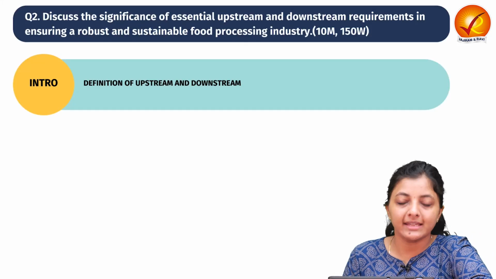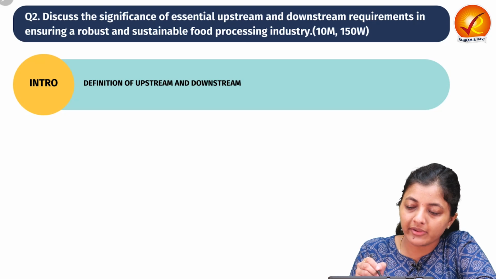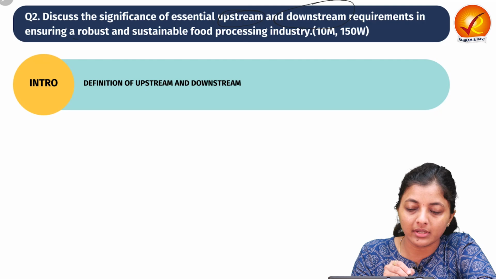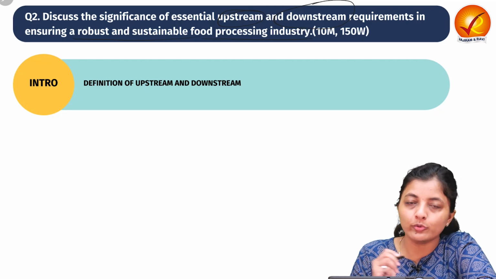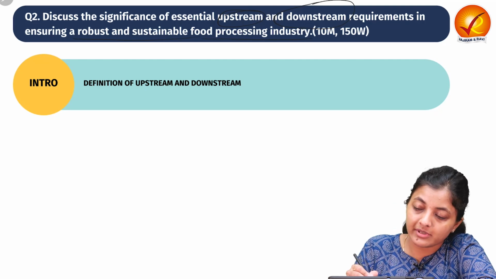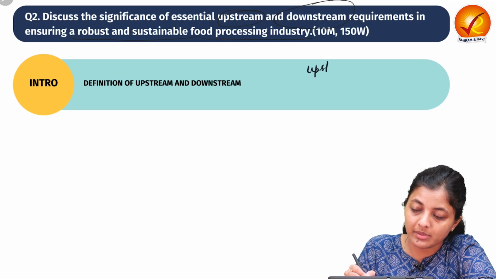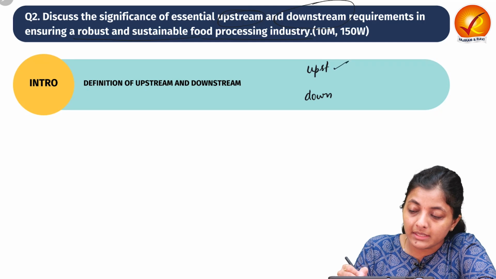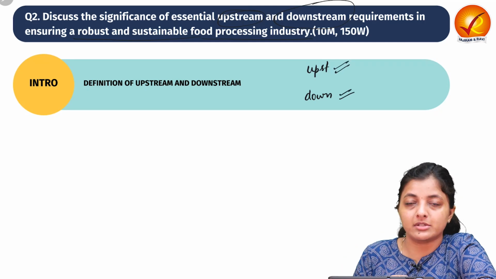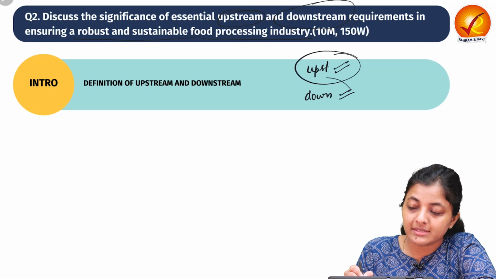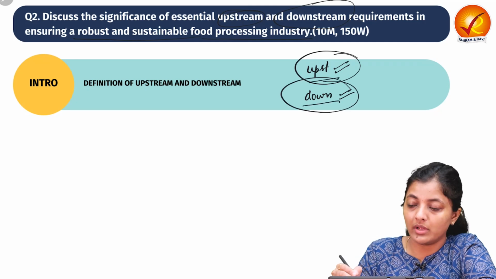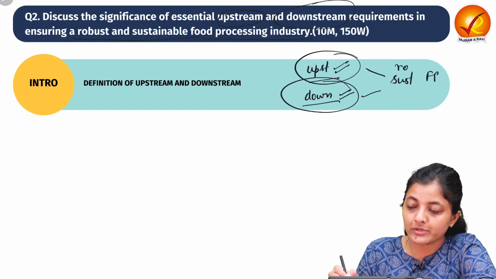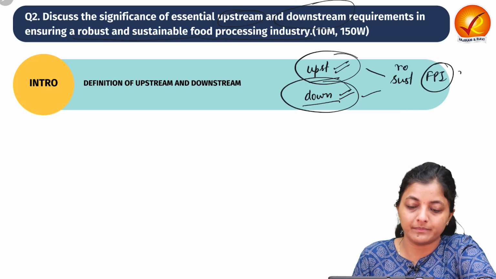Now let's see the second question. Discuss the significance of essential upstream and downstream requirements in ensuring robust and sustainable food processing industries. It means first we have to write what the upstream and downstream requirements are, and why these should be robust. What is the significance of all these requirements for a sustainable and robust food processing industry? This is the question.